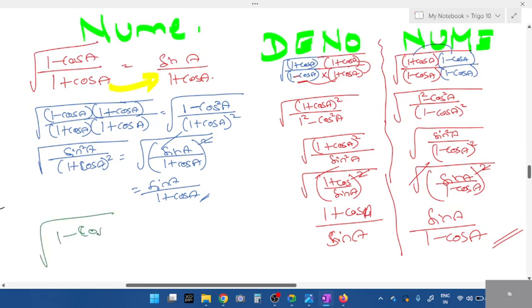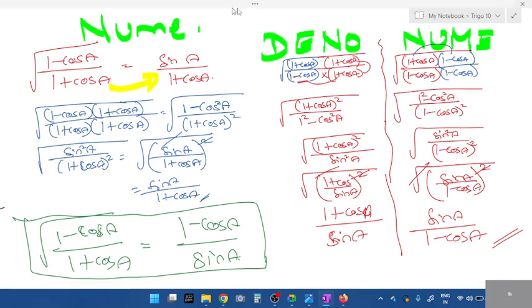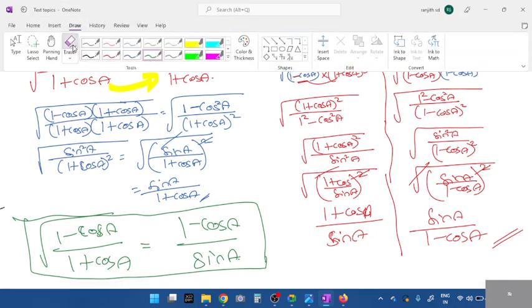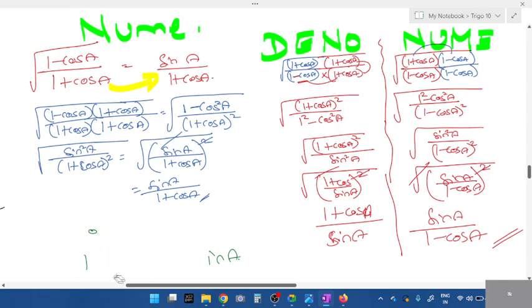1 minus cos A divided by 1 plus cos A is equal to 1 minus cos A divided by sin A, students. Which one remains the same? This is the question. Which one remains the same here? Numerator. So which one I have to apply here? What's the opposite of numerator? So which one I have to rationalize here? I have to rationalize the denominator. Yes, with respect to denominator, if I rationalize, I'll get this answer. So remember this logic, students. Check whichever is same, do the opposite one. You'll get the answer.